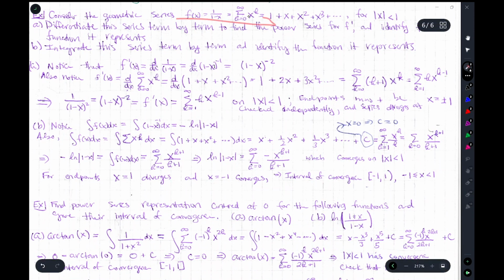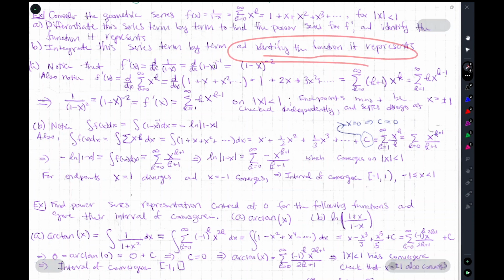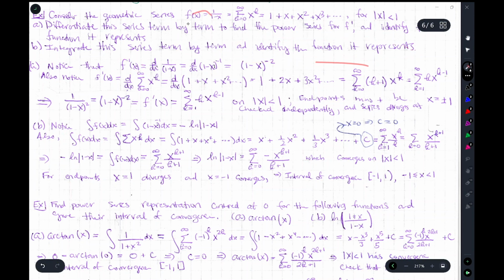So consider the geometric series that you have over here. Differentiate the series term by term to find the power series for f prime and identify the function it represents. And then integrate this series term by term and identify the function it represents. So we take a derivative of f, which is equal to 1 over 1 minus x, and we get 1 minus x raised to the power minus 2, okay, or that right there. We could also take the derivative term by term of the power series for 1 over 1 minus x, and we get these values here, which we could write as a series.